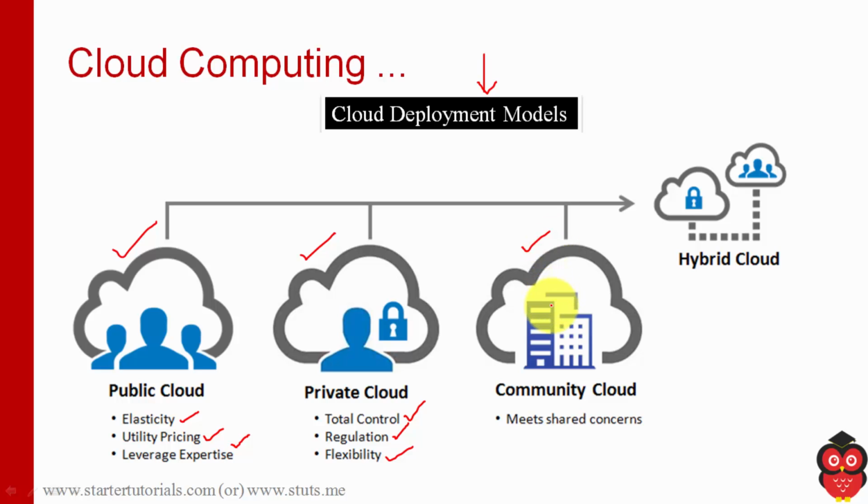So this is, let's say one data center is used by two or three organizations like HP, IBM, and Microsoft. So the resources in the entire data center are shared by three organizations for a common goal, whatever they want. That is called community cloud. And the last one is hybrid cloud. So a combination of any of these is a hybrid cloud.